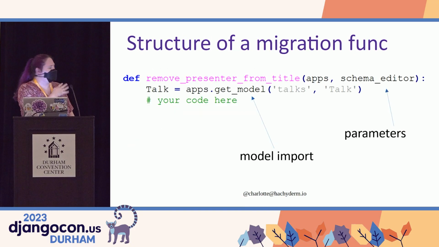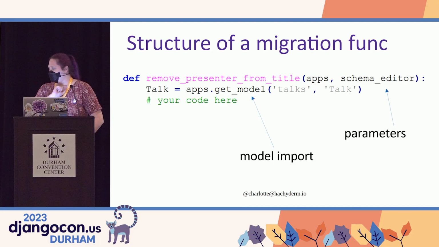All right, so this is what your basic structure of a migration function is going to be. It's just a basic Python function. We're going to give it a logical name. We're going to give it these two parameters, apps and schema_editor. That's what Django is going to pass it when we call our function in our operations. And very important here is how we import our model. Instead of importing our model from models.py like you would in almost any other Django context, we're going to use this apps.get_model and give it the app name and the model name that we want to get.